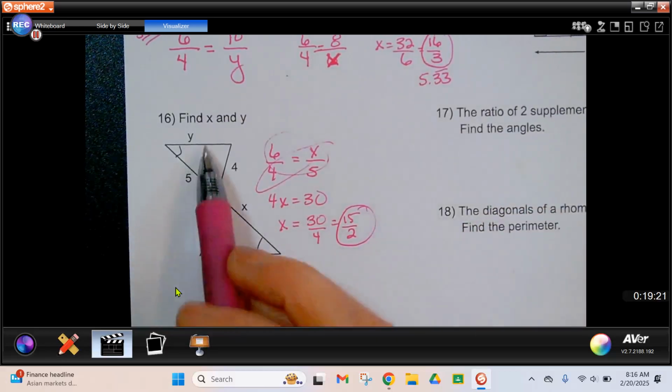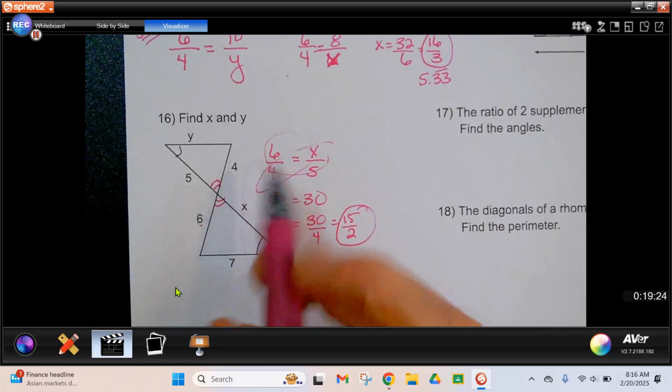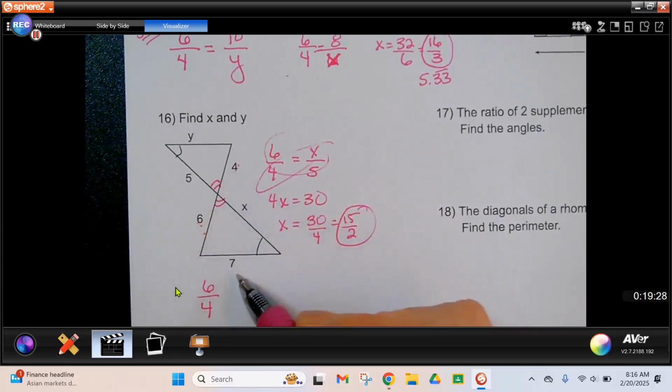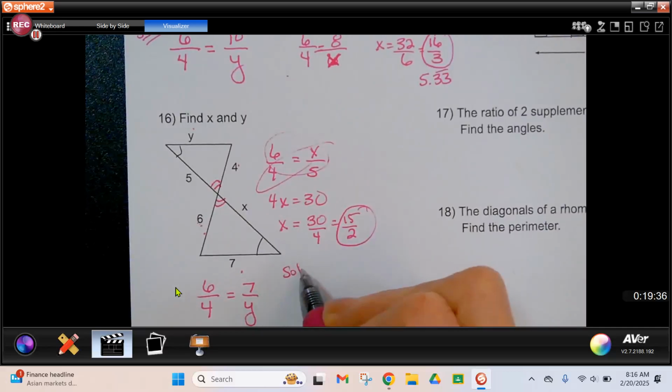Okay. And then to solve for y, we'll use this same pair. 6 goes to 4, this triangle to this triangle, as 7 goes to y. And then you can cross multiply again and solve, and you'll get another fraction. Okay.